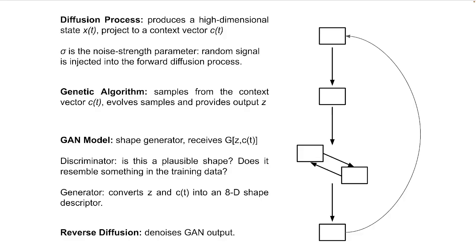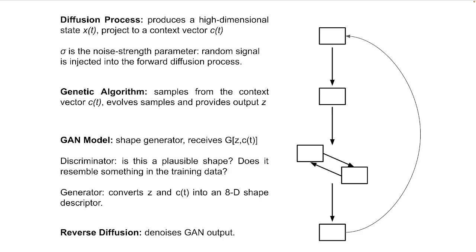We have this generator which converts Z and CT into an 8-dimensional shape descriptor, and a discriminator which asks, is this a plausible shape? Does it resemble something in the training data? So the discriminator confirms that what the generator is producing is something viable in this context. And so we're switching the order here in this pipeline just for purposes of understanding what this does.